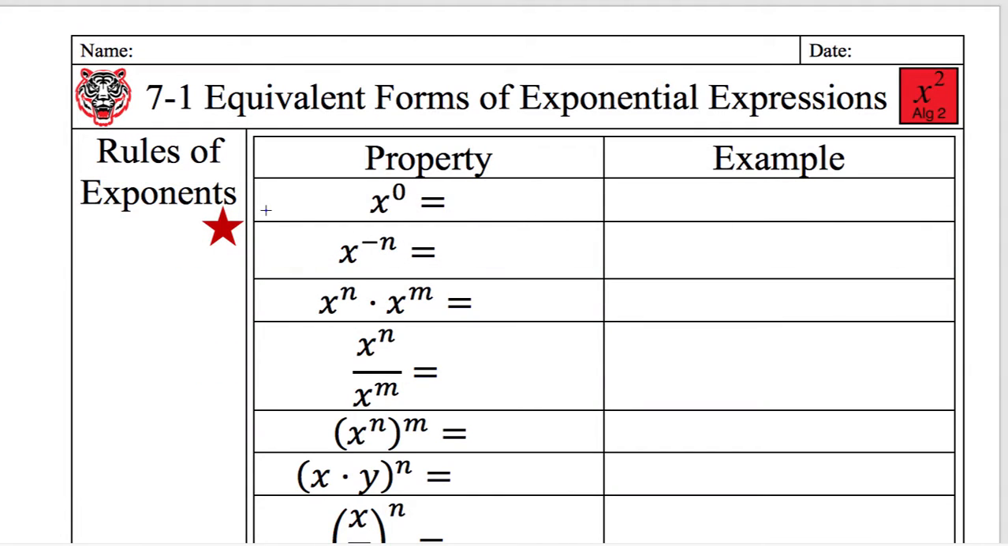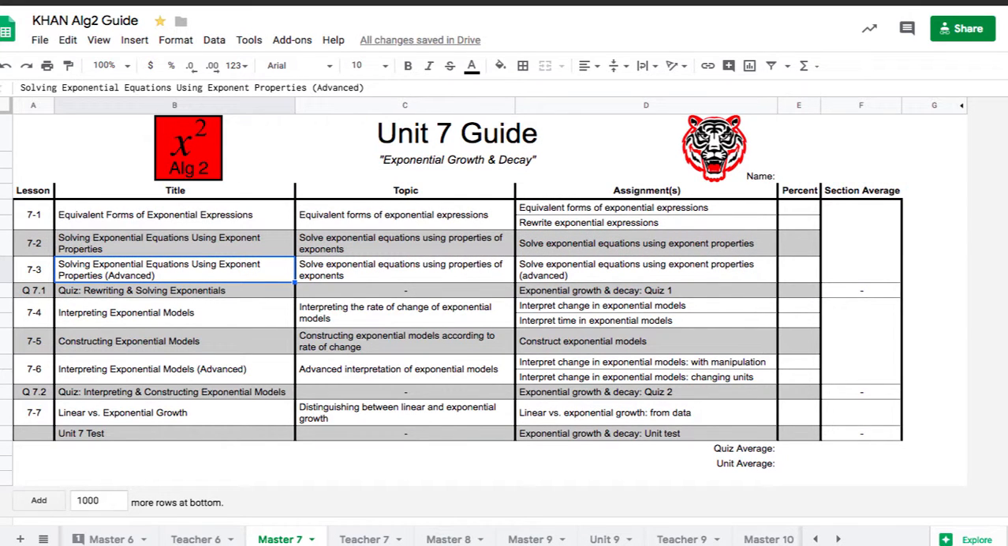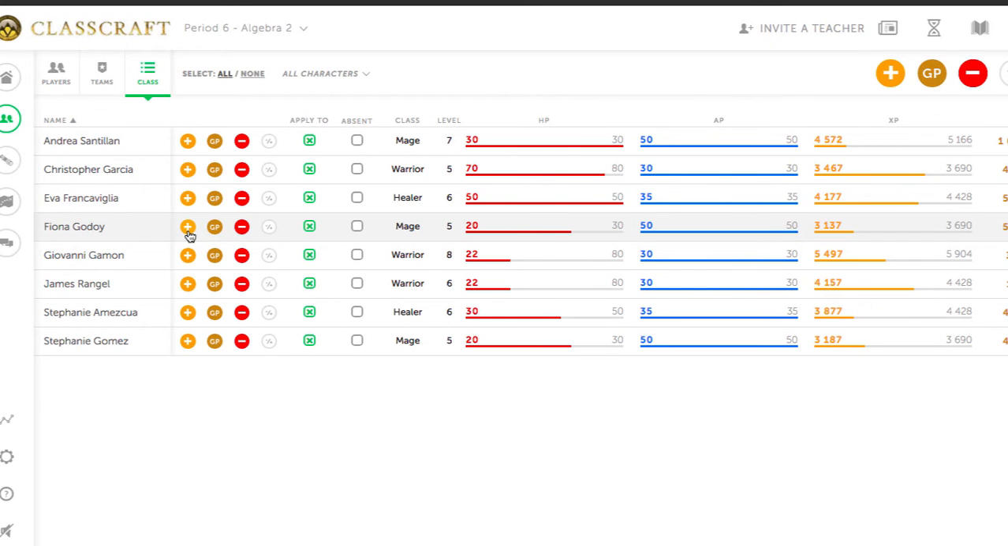Cool. So, let's review basic rules of exponents that you learned in 8th grade, reviewed also in Algebra 1. Now we're reviewing it again in Algebra 2. X represents anything. Anything to the power of 0 is, quiet, raised hand. Fiona. 1. Write it down. You need to know anything to the power of 0 is 1.